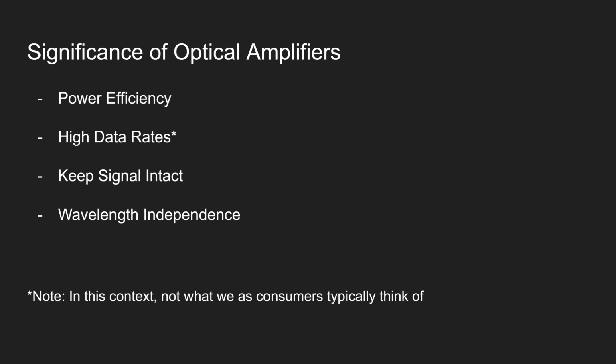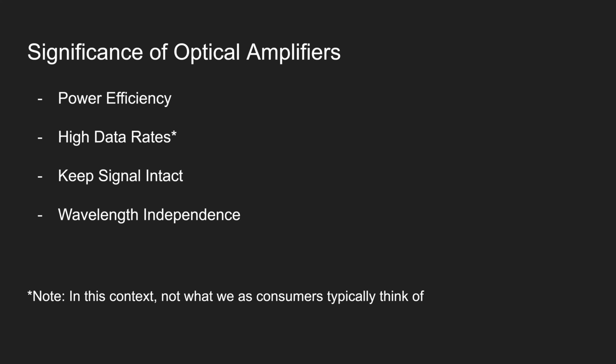Then secondly, there's high data rates. I made note that this is different than what we think of as consumers in the context of our cell phones. On a grander scale, this allows for a large amount of information to be passed at the speed of light because it is an optical signal. So already optical signals themselves can hold a mass amount of information, and then moving at the speed of light just makes it a tremendous rate at which this happens.